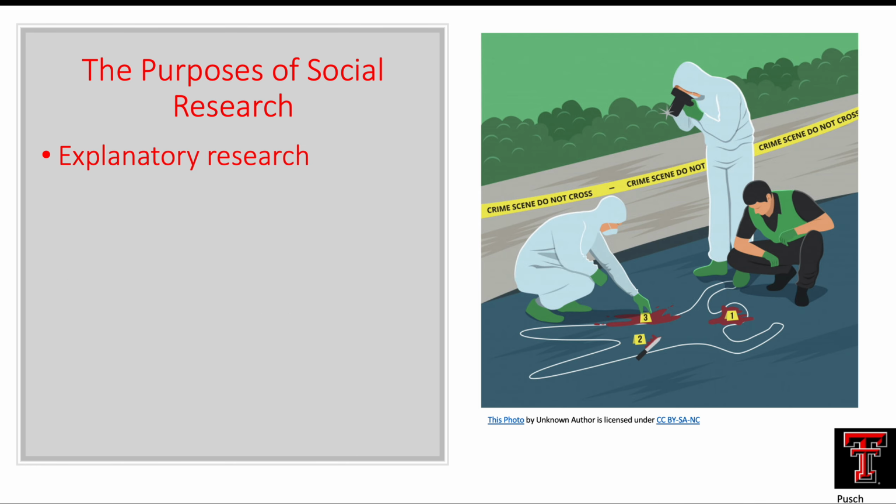The next type is explanatory research. This is a lot of the research that social researchers are doing, to figure out the why.